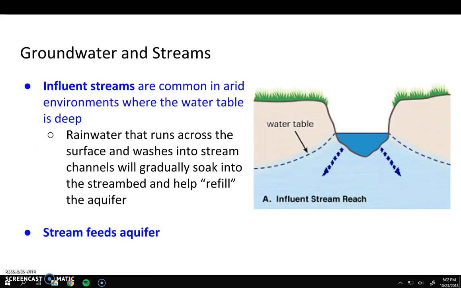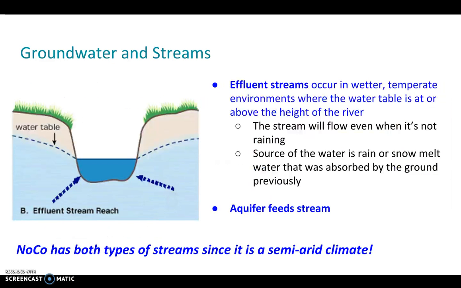Last, we want to talk about influent and effluent streams. Influent streams are common in arid environments where the water table is really deep. So it rains, and then that rain seeps into the ground, and then the stream dries up. So this stream feeds the aquifer.